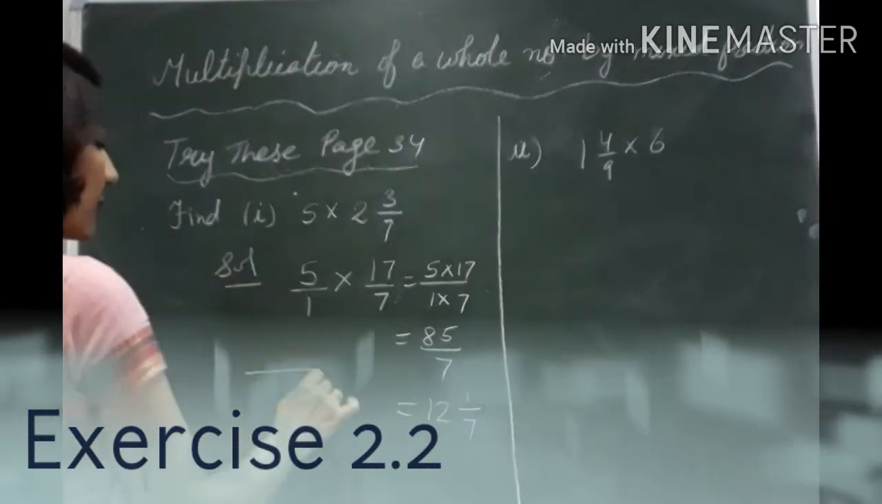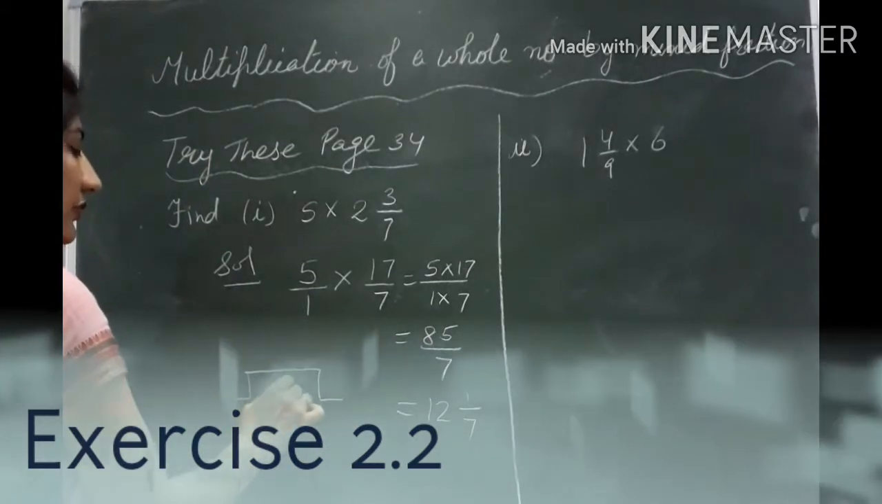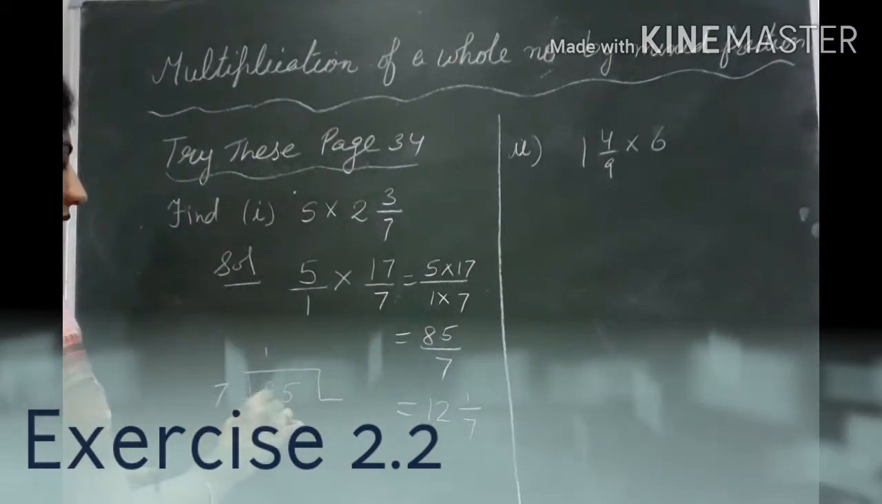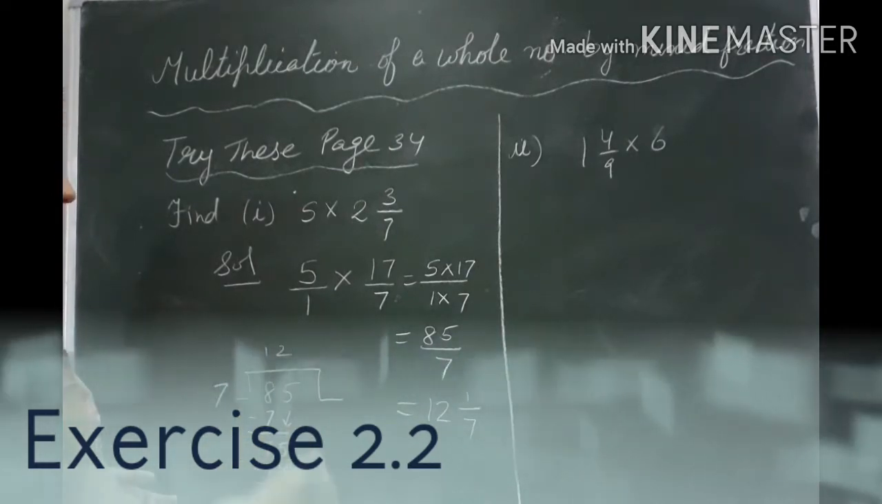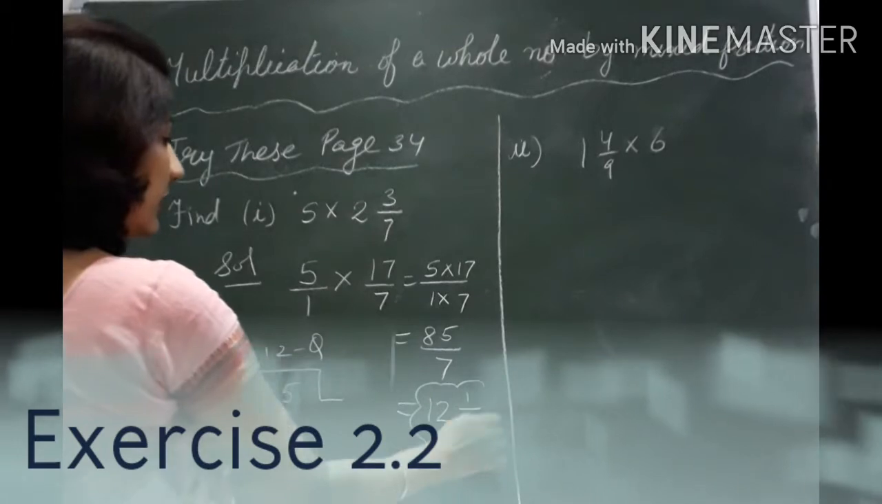While converting improper to mixed, if you want to show the division, you can show here. Or you can do in rough, choice is yours. 7 2s are 14. Remainder is this, quotient, divisor, QRD 12 1 by 7. So this is the answer.